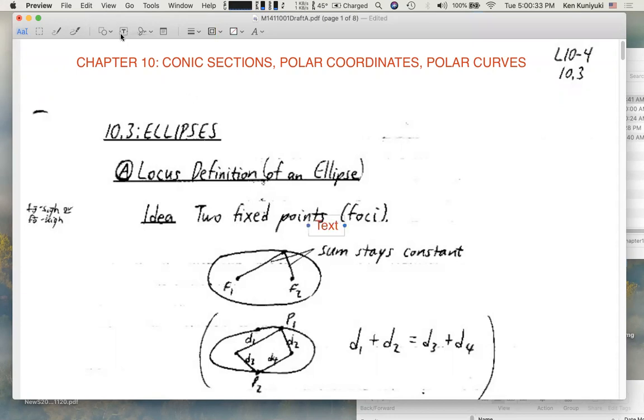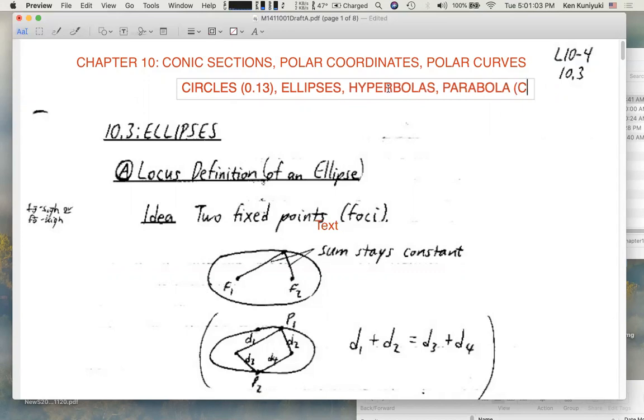Conic sections include circles, which we know very well from before, section 0.13, ellipses, which we're now going to do, which are ovals, kind of like warp circles almost. And then later on, we're going to talk about hyperbolas and parabolas. Now, parabolas we saw back in chapter 2. We'll talk a little bit more about them in chapter 10, just a little bit.